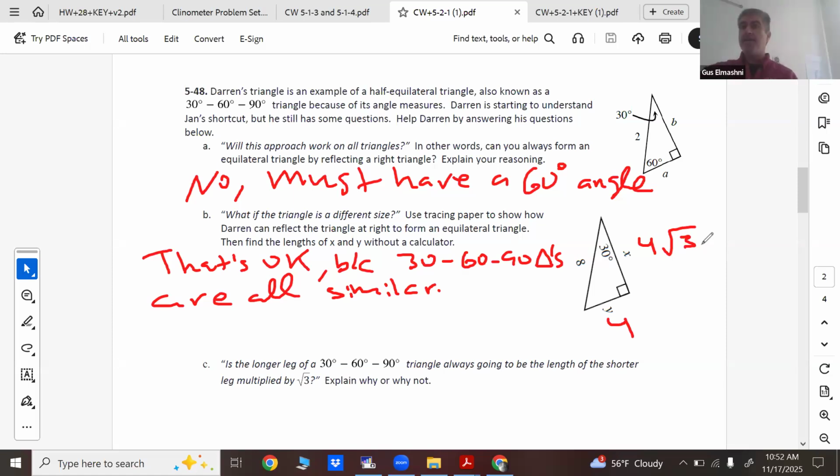These ratios are provided on the SAT. For those who are sophomores that did the practice test, you probably may have seen that. Thanks for asking. So is the longer leg of a 30-60-90 always going to be the length of the short leg times √3? Yes.